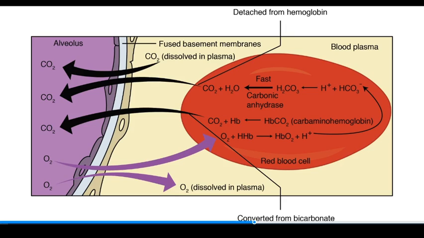The three arrows representing carbon dioxide show roughly 7% of the carbon dioxide is just dissolved in the plasma and leaves. About 70% of the carbon dioxide is tied up in the carbonic acid reaction. And then the other 23%, to make for an even 100%, is what's attached to hemoglobin directly.